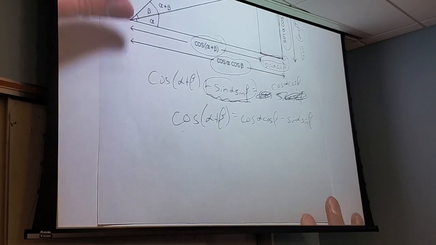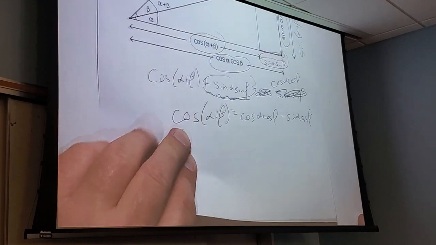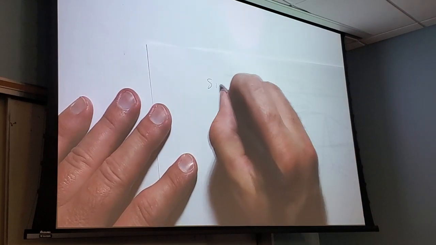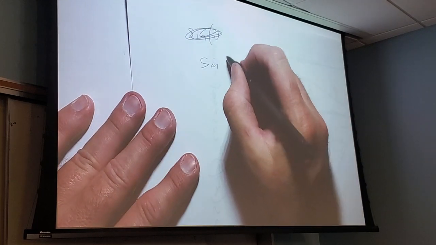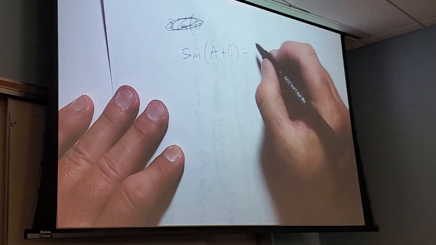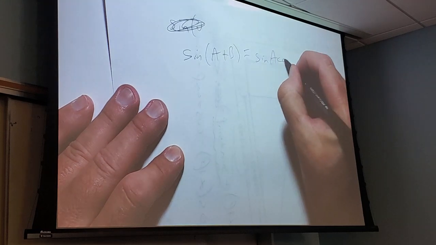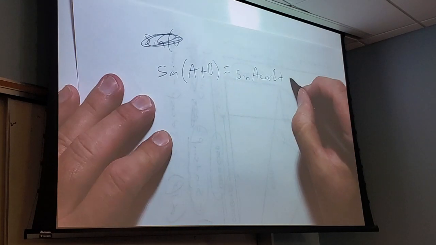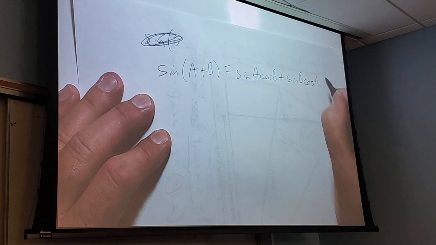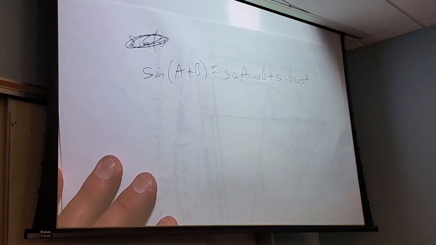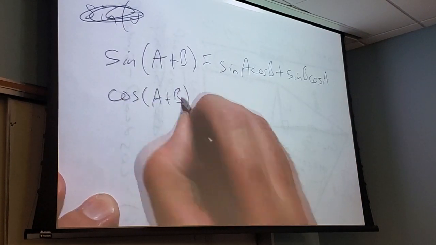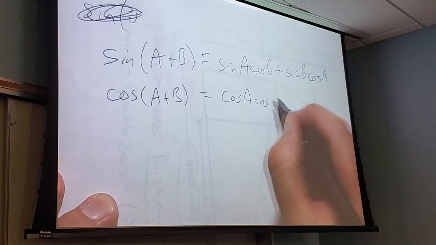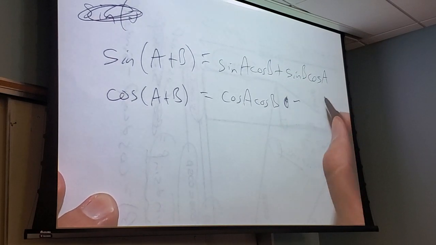Okay, so let me summarize what we just did, and I want to show you something kind of cool. We just figured out sine of, let's use something different than alpha and beta, sine of A plus B equals sine A cosine B plus sine B cosine A. That's basically what we just figured out. And we figured out cosine of A plus B equals cosine A cosine B, plus minus sine A sine B.